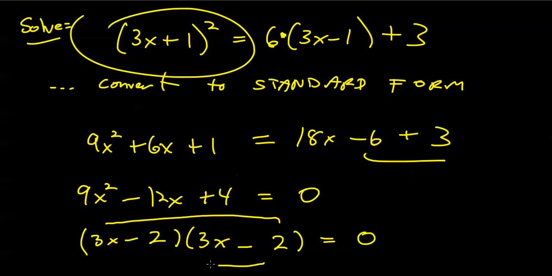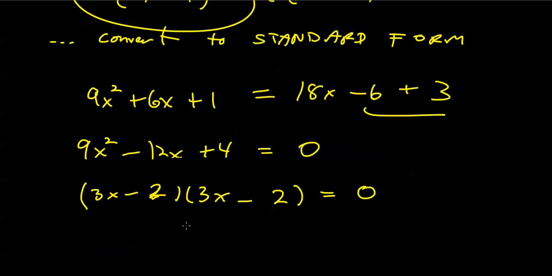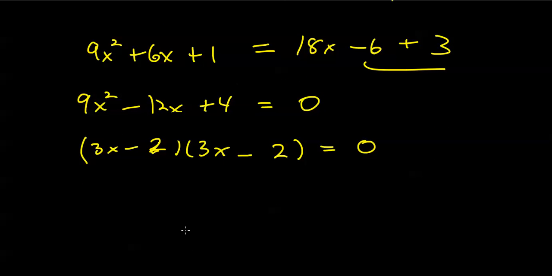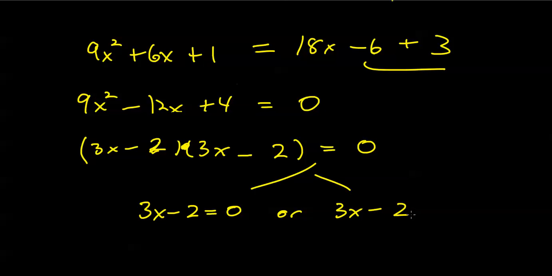Alright, so I will now branch off to 2 degree 1 equations, but notice both of these factors are the same. 3x minus 2 times 3x minus 2. Well, all that means is you're going to have a repeated solution, or a repeated root, or a duplicate root, depending on what book you read.